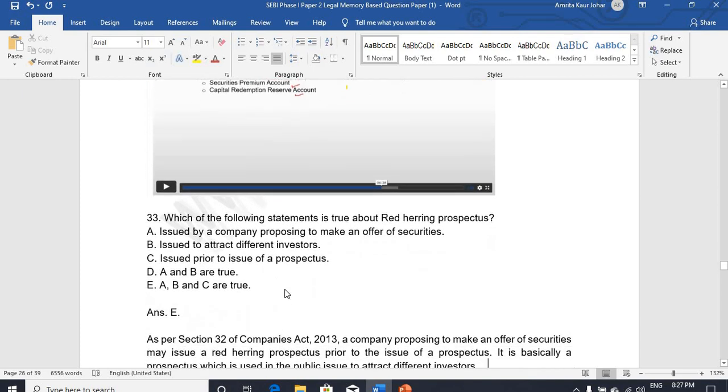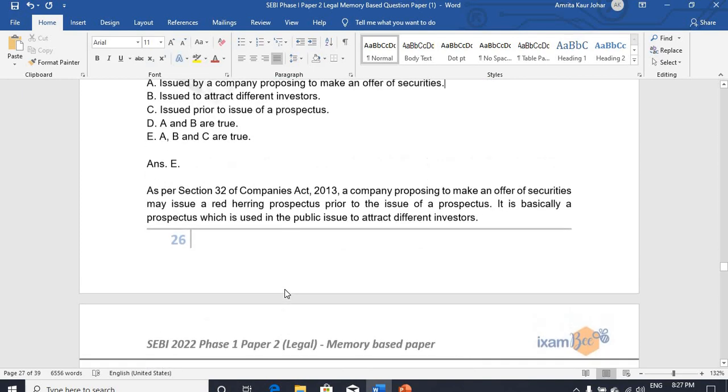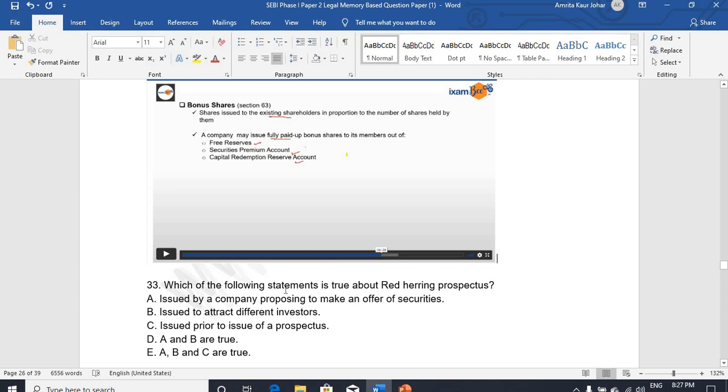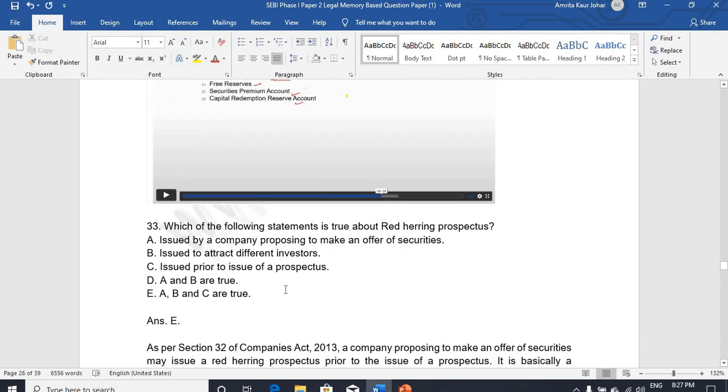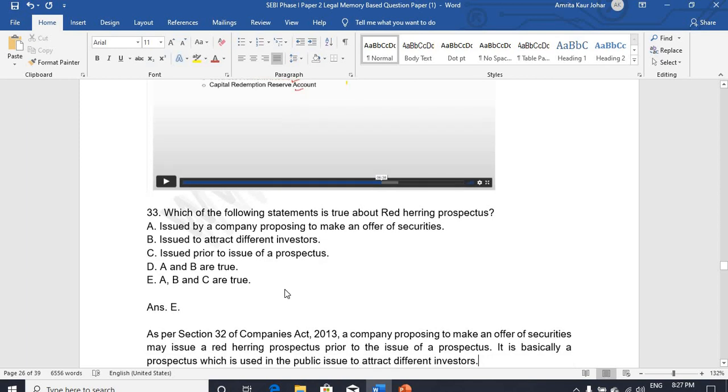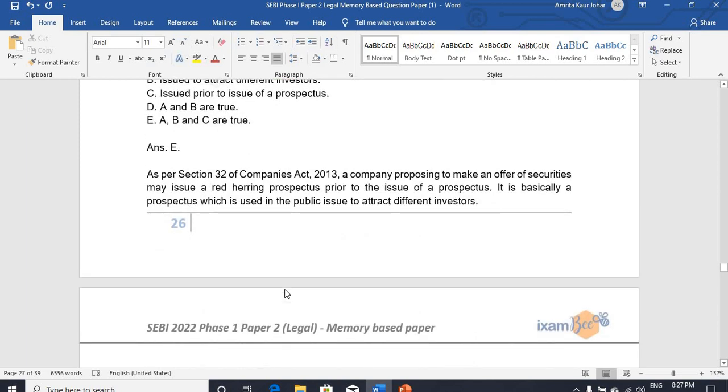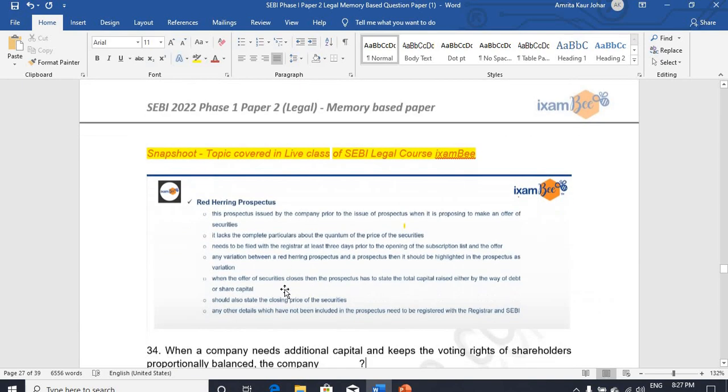Which of the following statements is true about red herring prospectus, another celebrated topic from Companies Act? And red herring prospectus, the correct answer is E, that is all A, B and C are true about red herring prospectus. Section 32 of Companies Act covers this topic.